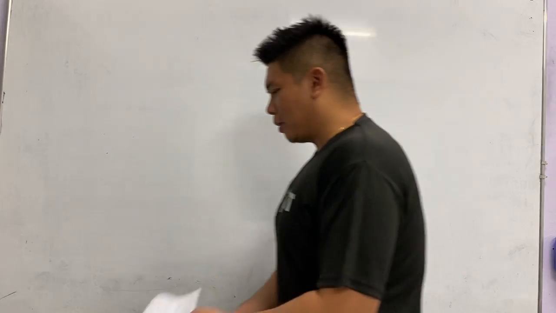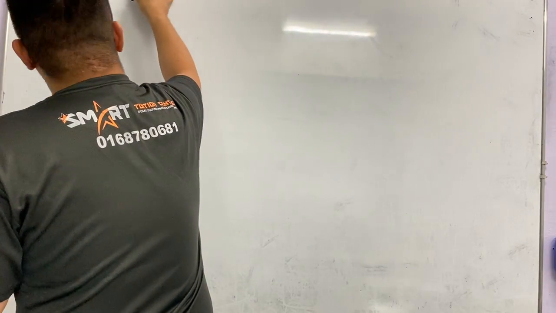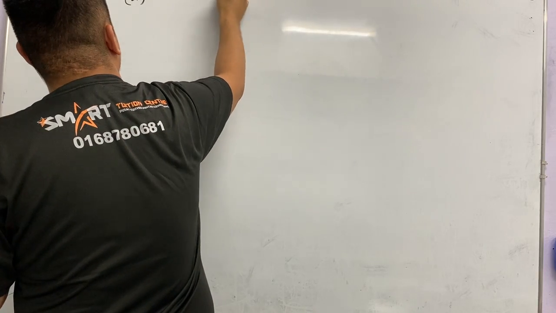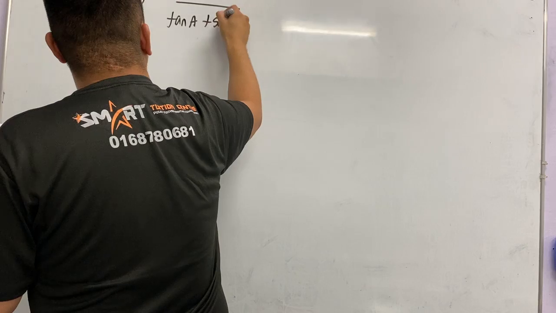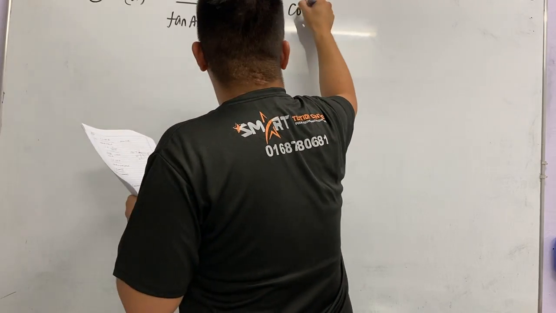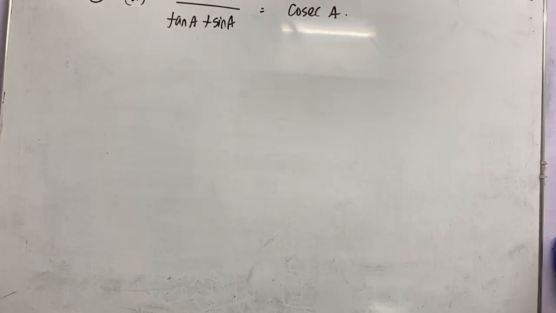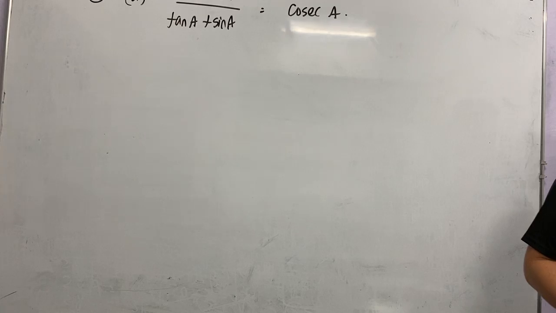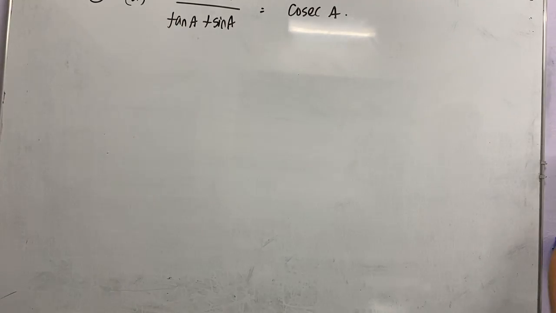Okay. Soalan nombor 7. Actually this question, if you know how to change, dia tak susah. 7A. You're asked to prove 1 plus secant A divide by tangent A plus sine A is equals to cosecant A. Nampak macam susah lah, actually dia tak sangat lah. It's not really that difficult. This question is playing with your psychology lah. Dia tak susah.